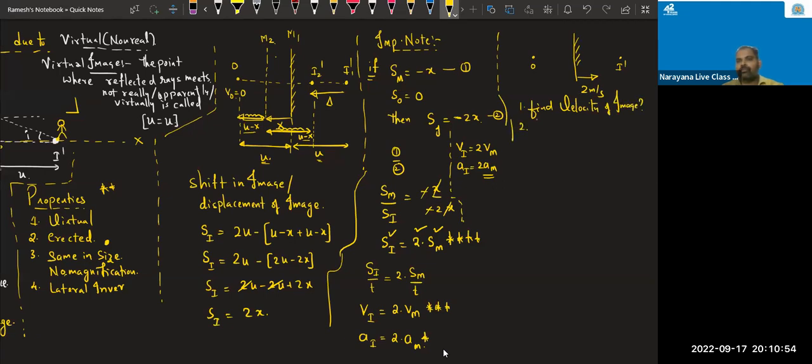My second question: find the direction of the image. The mirror is going right with a speed of 2 meters per second. The object is in a state of rest, so the velocity of the object is 0. Find the velocity of the image. One minute time.